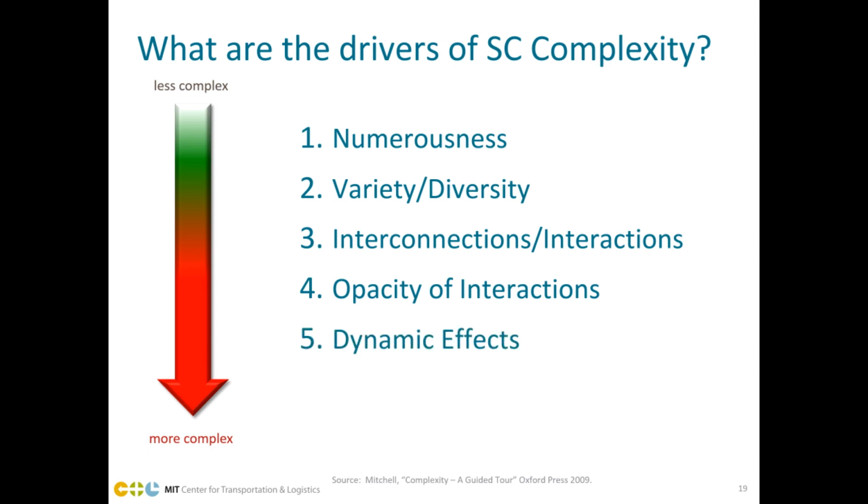The fifth driver is the dynamic effects, and this is where a small perturbation in a system can create larger disturbances elsewhere in the system. We saw this when we looked at the bullwhip effect in a previous course, where we looked at a little bit of demand change in diapers would bullwhip its way back all the way to the raw materials, and it would increase the variability of demand. And we'll look at this again in a later lesson.